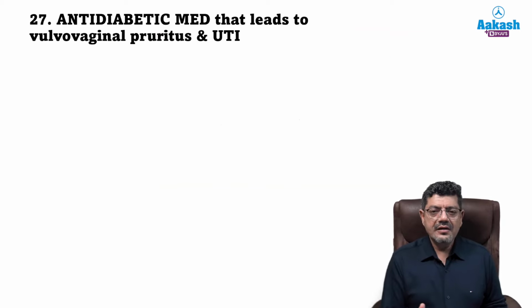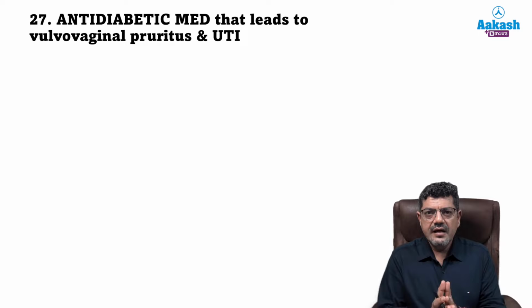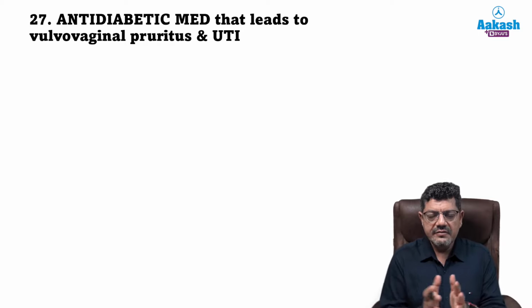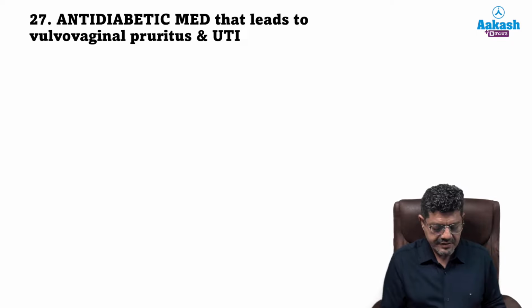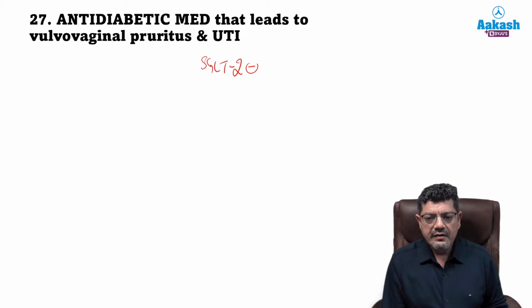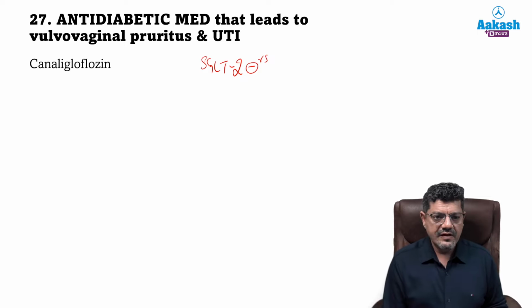Anti-diabetic, they give a female an anti-diabetic medication, the glycated hemoglobin HbA1c improved, but the patient developed a vulvovaginal infection, and what causes that is the SGLT2 inhibitors. The drug given in your paper was canagliflozin, right? So that was fairly simple.